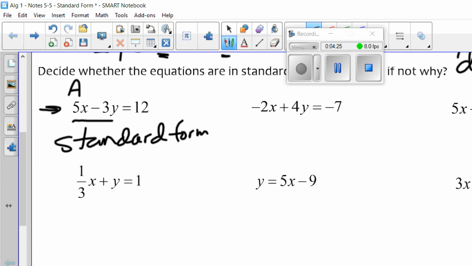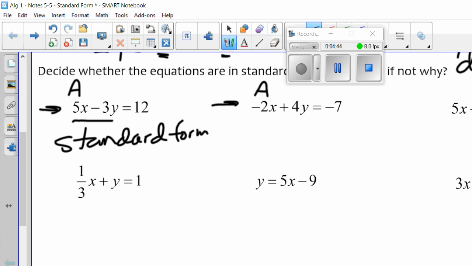So once again, let's go to this middle one. Are x and y on the same side? Yes, they're both on the left-hand side. Is A positive? No, it's not. I've got to fix that. Let's go to the third question just to be careful. Are there any fractions? There are no fractions.